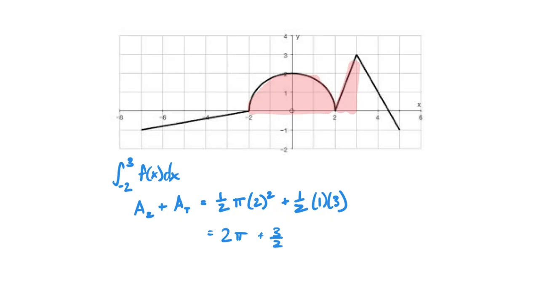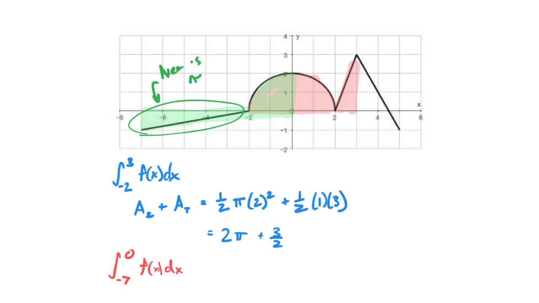Let's do a different one. Let's say we wanted to take a look at the definite integral from -7 to 0 of f of x dx. Let me shade that area here with a different color. So -7, which starts here, to 0, would be all of that area right here. This is interesting because you'll notice that part of my area is in fact underneath the x-axis. This area is negative, and you need to remember that.